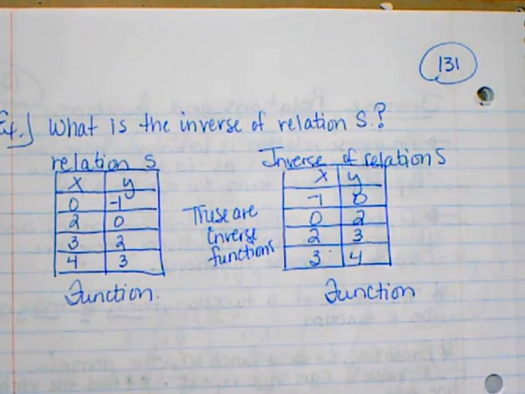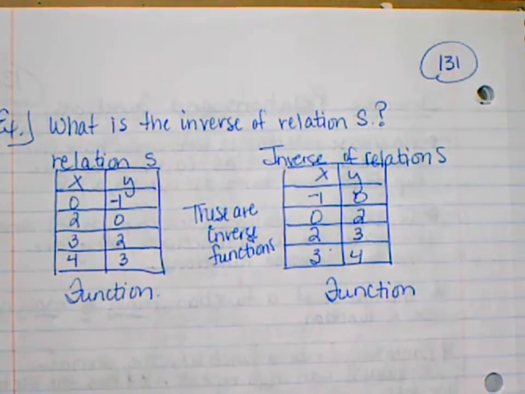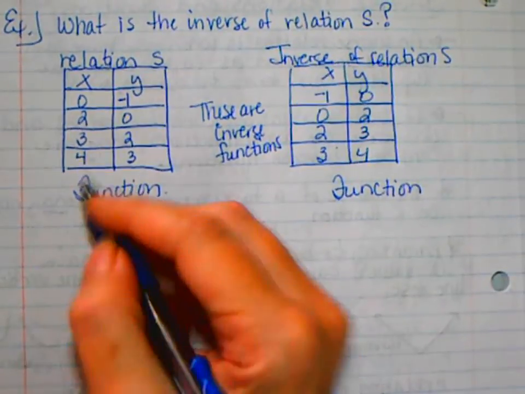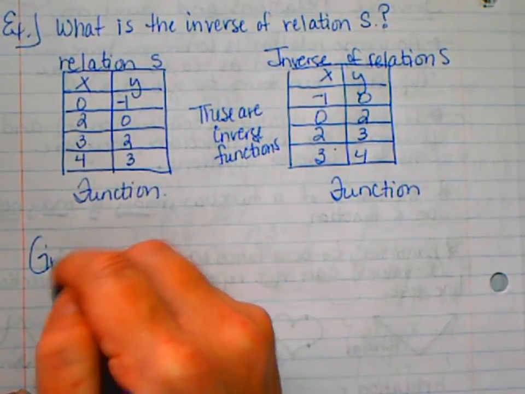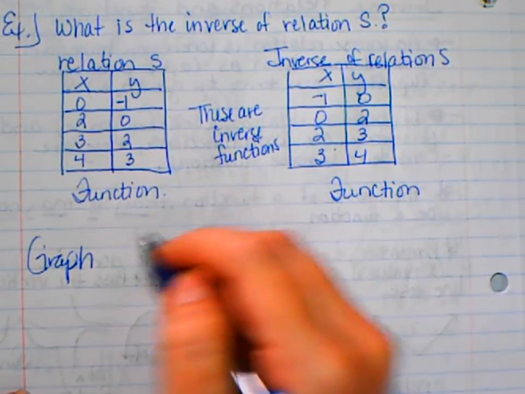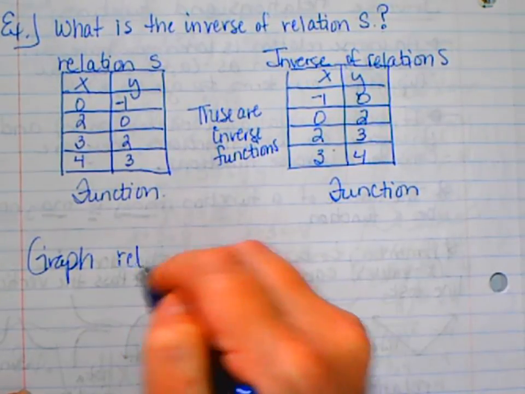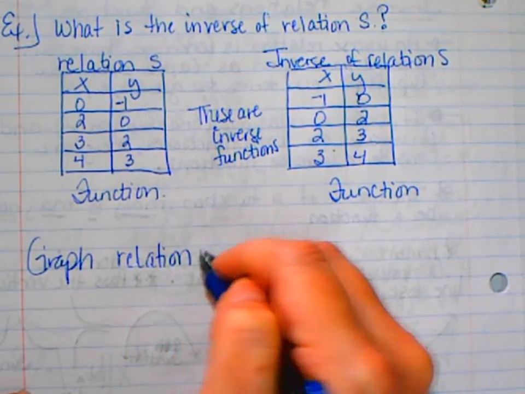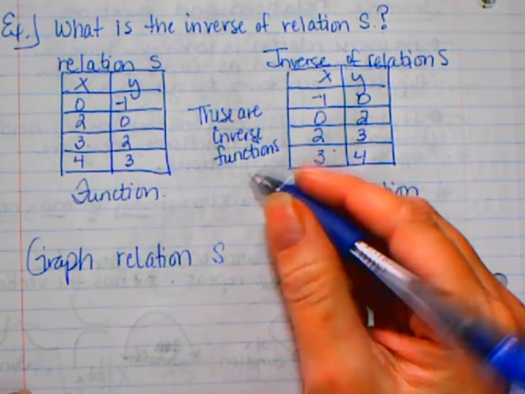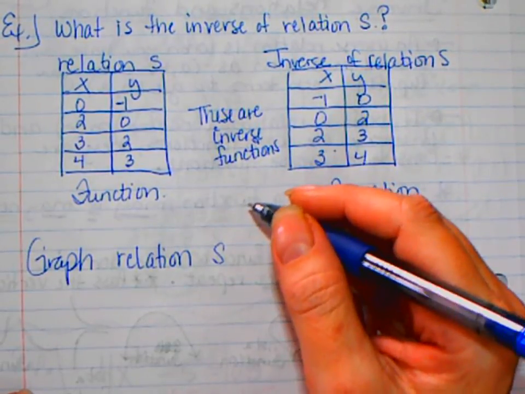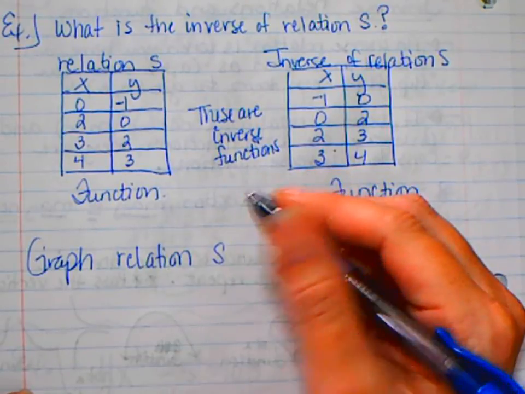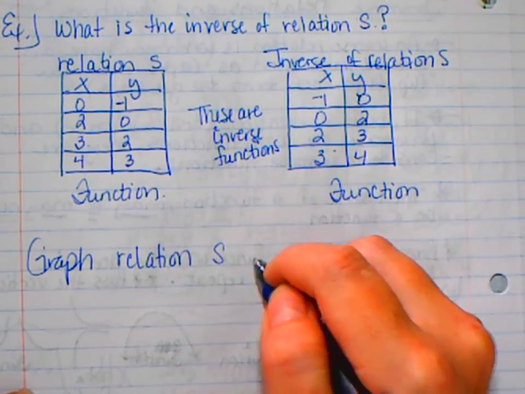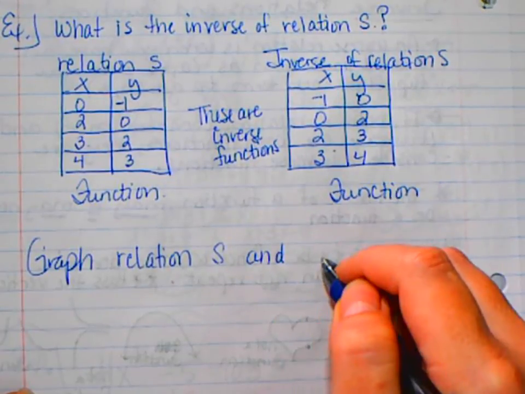Now let me show you what they would look like on a graph. And then we'll actually get to solving some equations, okay? But I really like to go through the beginning of what an inverse actually is, what it means. Because if we just went straight to the equations and I said, okay, this is how you find the inverse, then that's never going to mean anything to you. What does the inverse actually mean? So we're going to graph relation S and the inverse of relation S.